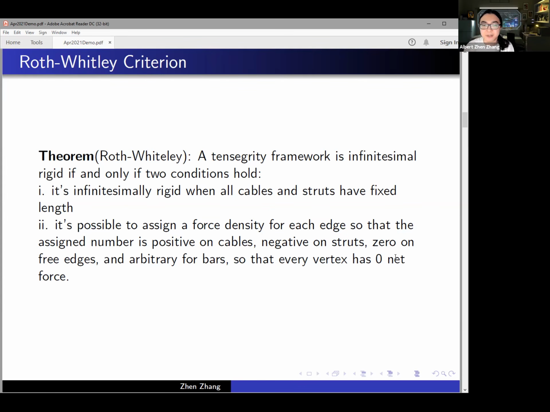The intuition is that cables are allowed to shrink, but they are not allowed to grow. So they can hold forces pulling them longer, so they can hold a positive force. And struts cannot be shrunk, so they can hold a negative force.